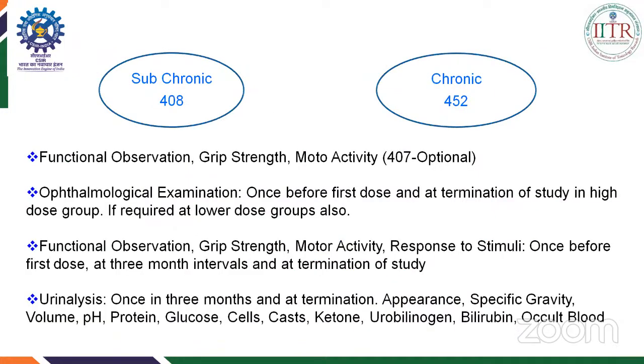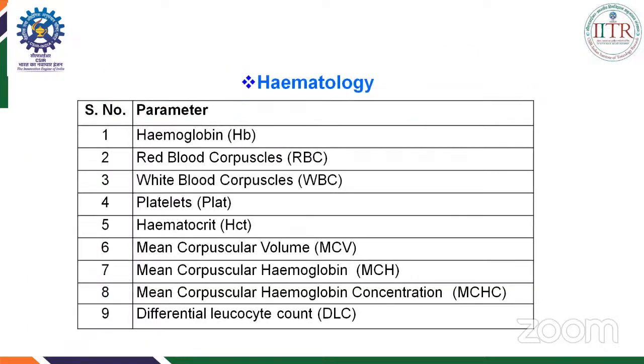There are certain differences between 407, 408, and 452. Here you see only the subchronic and chronic studies. Functional observation battery, grip strength, motor activity, urine analysis, ophthalmological examination, etc., are only a part of your longer duration studies, that is 90-day studies and more, so 90, 180, or even carcinogenicity studies. Urine analysis includes all the parameters, both the physical and chemical parameters of urine.